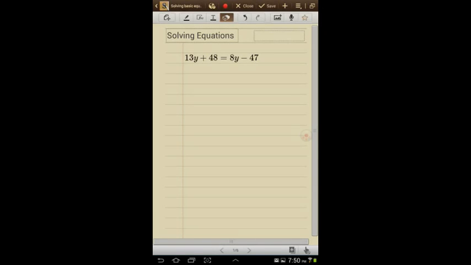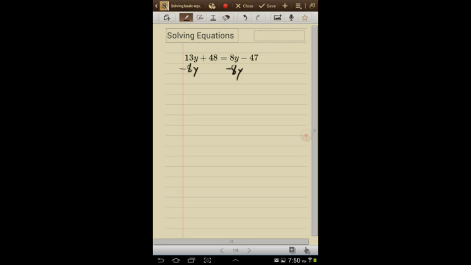Okay, so now I have a very basic equation. First thing we should notice is that we have a variable on both sides. We need to get the variable on one side. I usually like going to the left, especially since the smaller number is here on the right anyway. So I'm going to subtract the 8y from both sides.